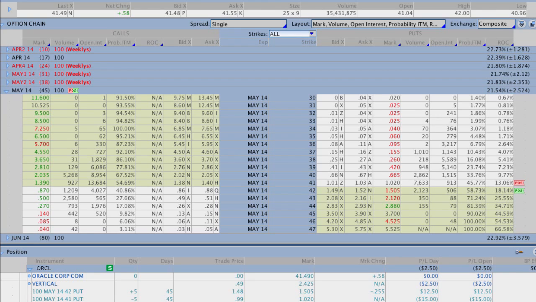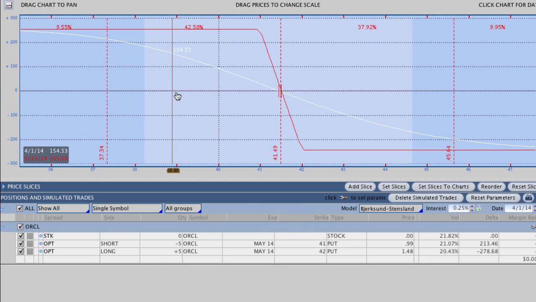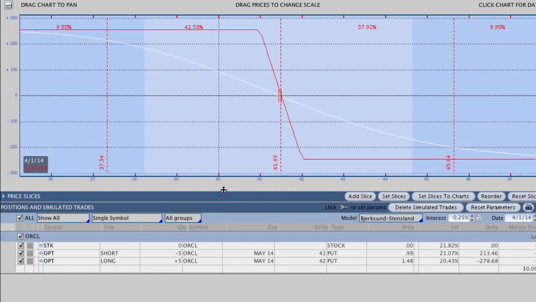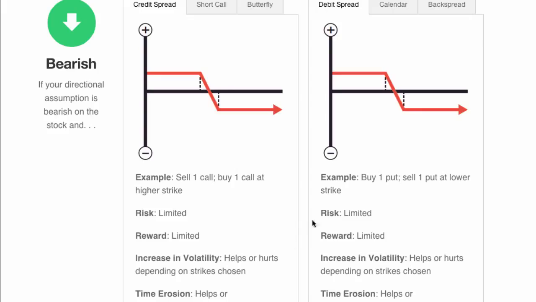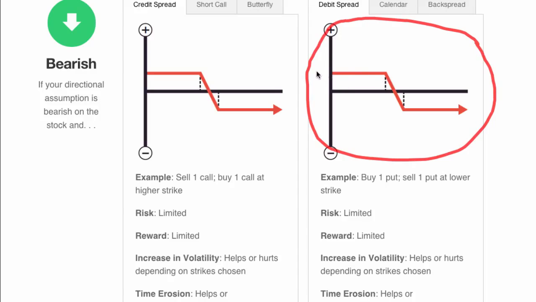So the last thing I want to take a look at here is the actual Analyze tab. I know everyone loves the Analyze tab. So you'll see that this Analyze tab actually matches up exactly the same as our debit spread profit loss diagram that we have on the website. So you can see this is exactly what it is. And here's our profit loss diagram. This is exactly what it looks like at expiration.